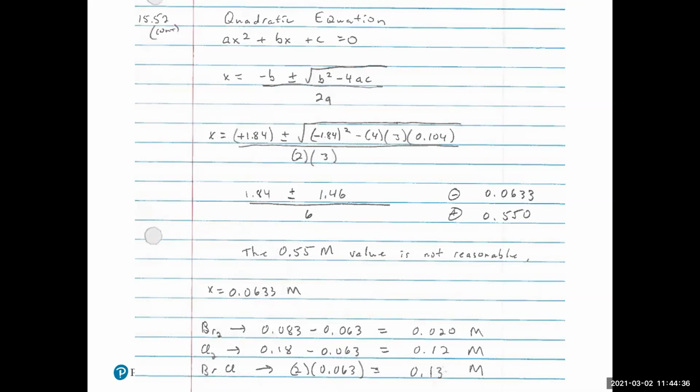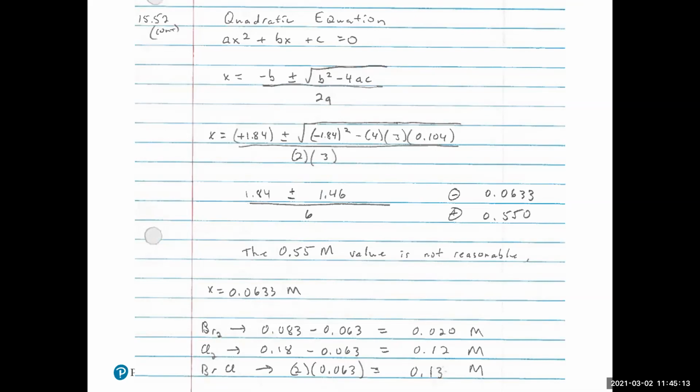And remember, when we do the quadratic equation, when we get to this step, we have to do it two ways. We have to do it where that plus or minus is a plus, and we have to do it where the plus or minus is a minus. We want both of those values. So let's go ahead and do that. If that plus or minus is treated as a minus, we get a value of 0.0633. If the plus or minus is treated as a plus, then that solves to be 0.550.